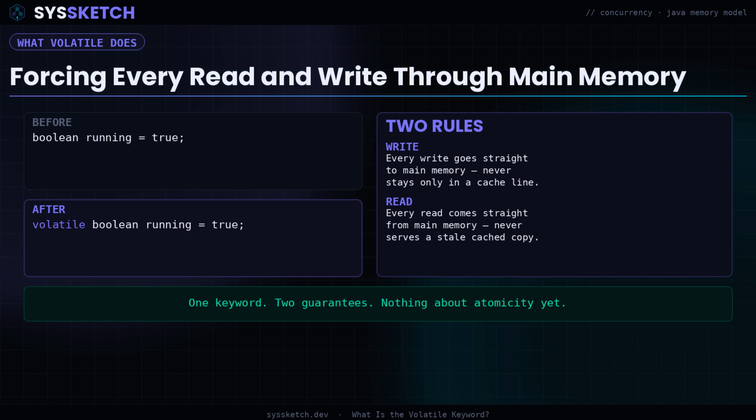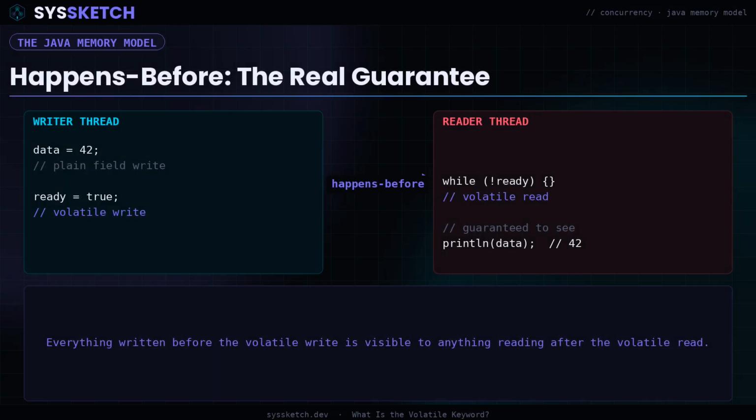The formal name for what volatile gives you is a happens-before relationship, and it's worth understanding precisely because it's stronger than just a visibility hint, it's an ordering guarantee. The Java memory model says this: if a write to a volatile field happens before a later read of that same field by another thread, then everything that thread 1 wrote before that volatile write becomes visible to thread 2 once it performs that volatile read.